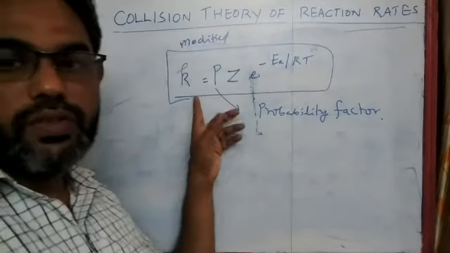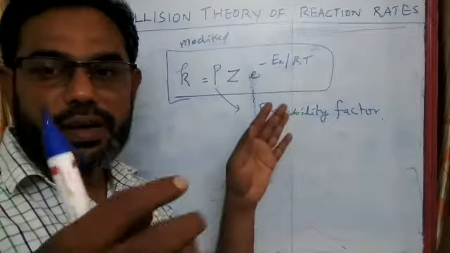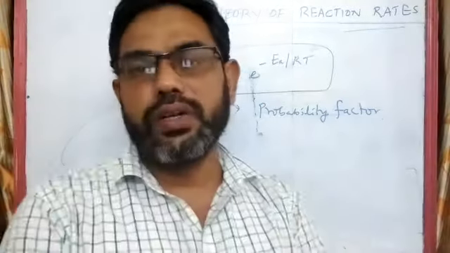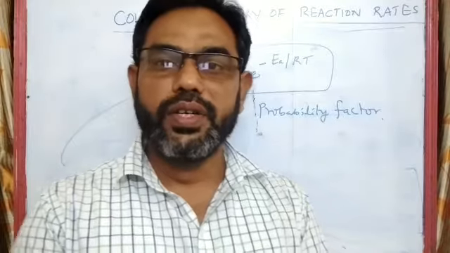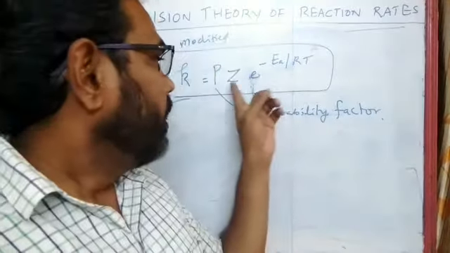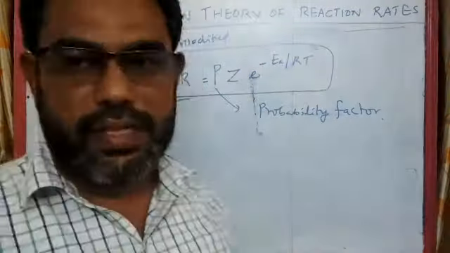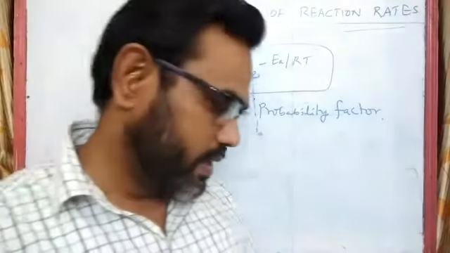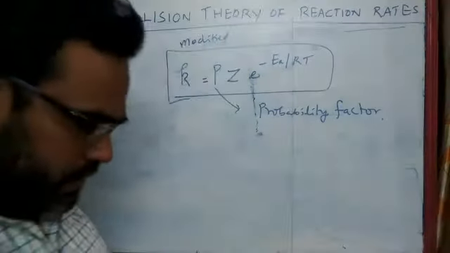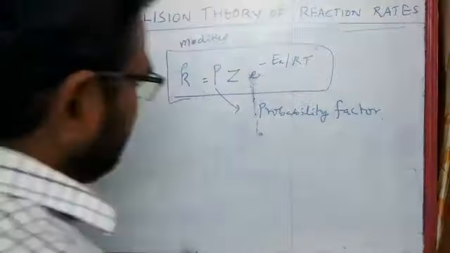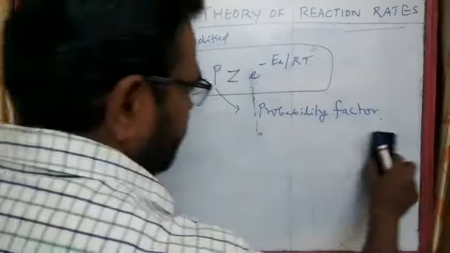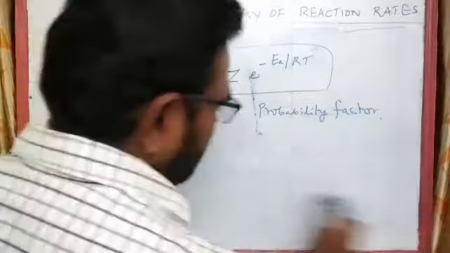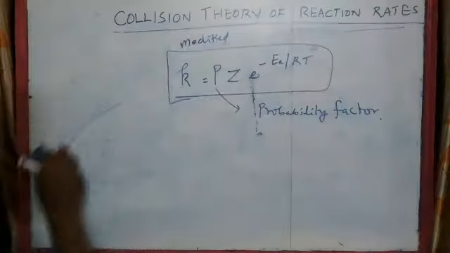Now, the probability factor explains the number of probable collisions between the molecules. So the modified collision theory introduces this term: k equal to P Z e power minus EA by RT. So what is the difficulty or weakness of this modified collision theory? Again, the modified collision theory meets with certain limitations or difficulties.